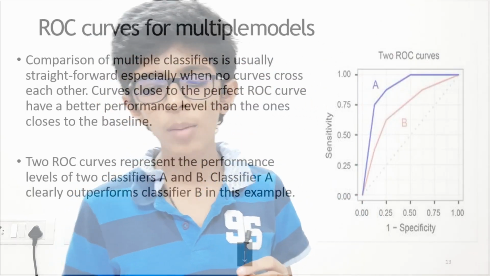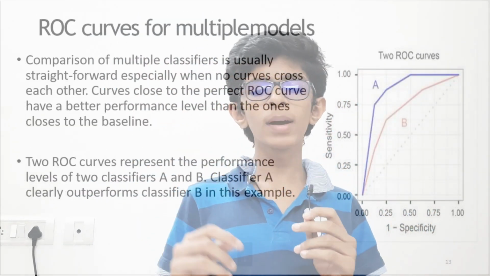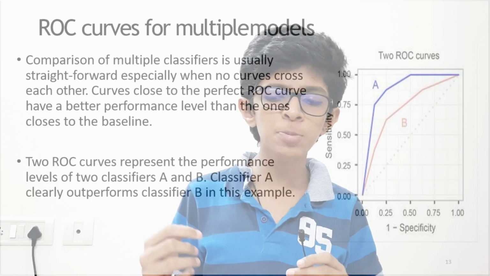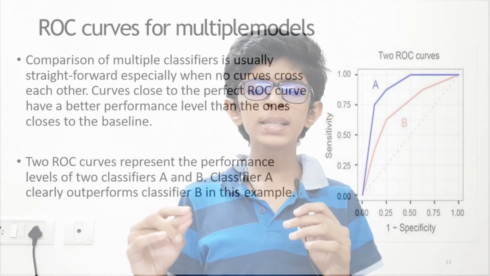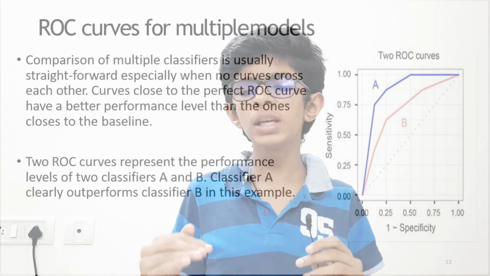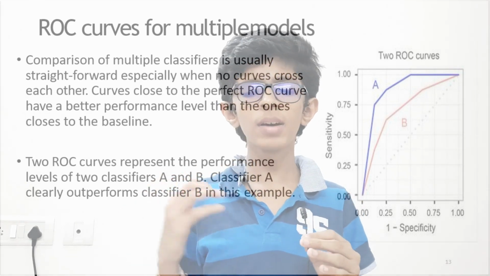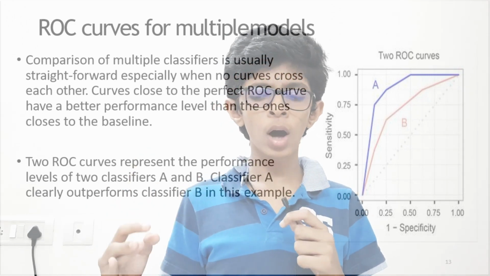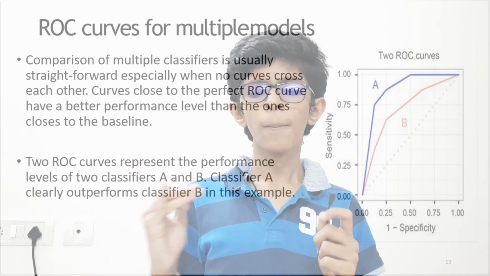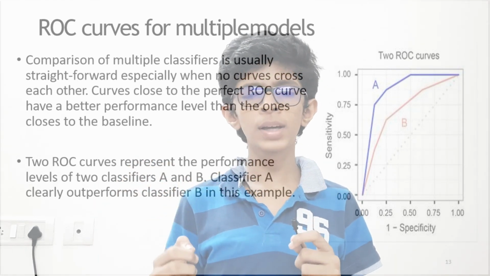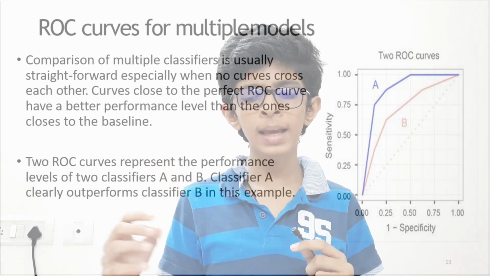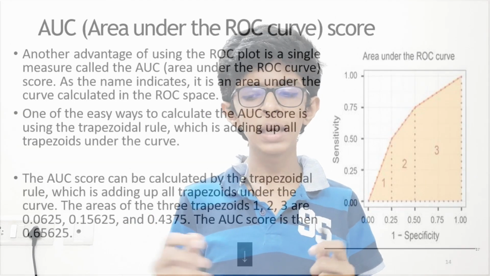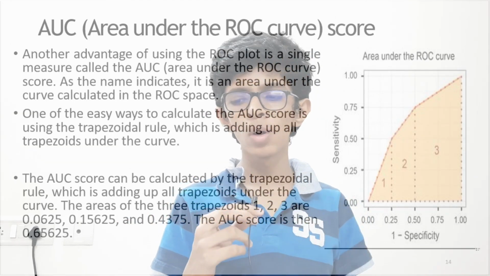And ROC curves for multiple models. Over here the comparison of multiple classifiers is usually straightforward, especially when no curves cross each other. Curves closer to perfect ROC curves have better performance than the ones close to the baseline. Two ROC curves represent the performance level of two classifiers A and B, and classifier A clearly outperforms classifier B in this example.